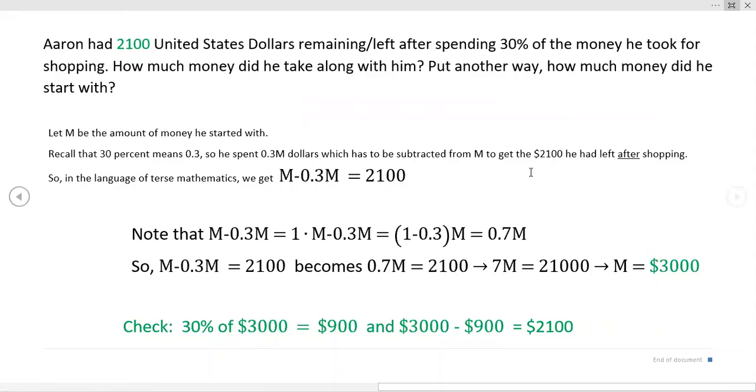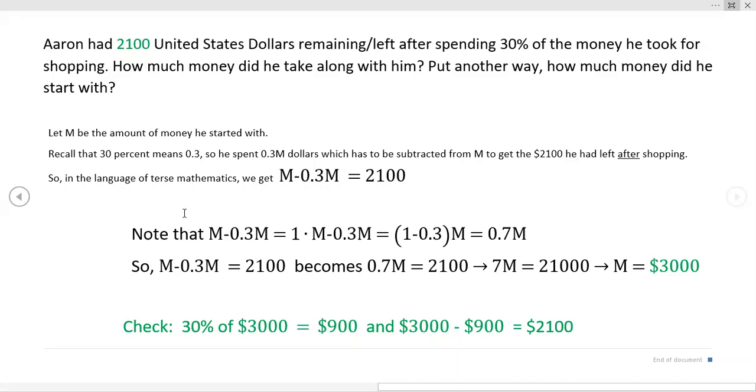Okay, so I just restated the problem here for you. Now, notice I called it M for money instead of X. X is a common unknown in math, but let's call it something more meaningful, M for money. So we'll let M be the amount of money he started with. Now, they said he spent 30% of that, at which point he had $2,100 left.